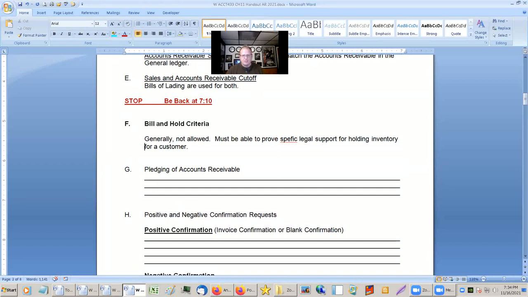You can't just put a sold sticker on it and put it in the corner and say, oh, this is sold. There has to be legal documentation that they are required to pay you for the inventory and that you're actually holding it as a consideration for them, not for yourself.